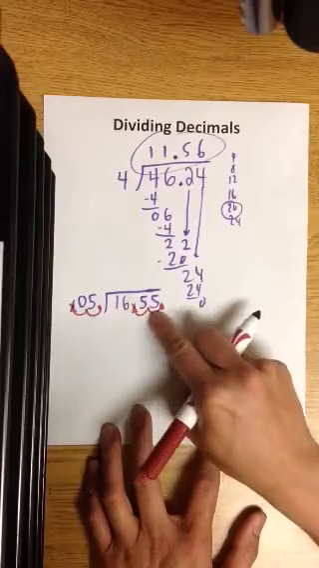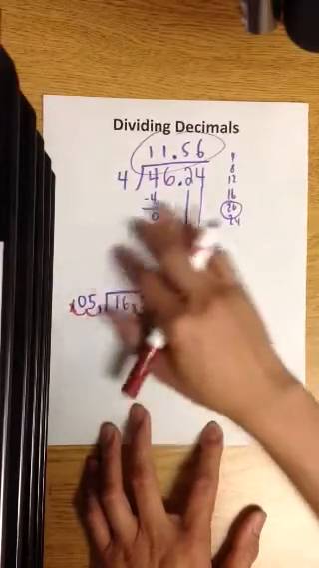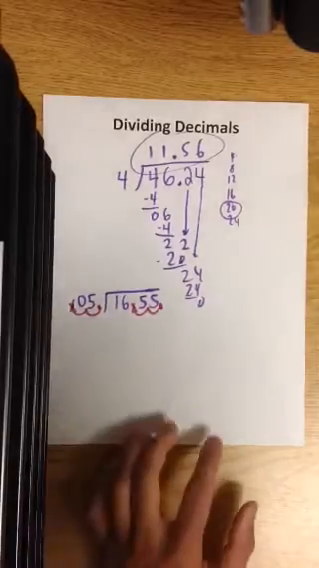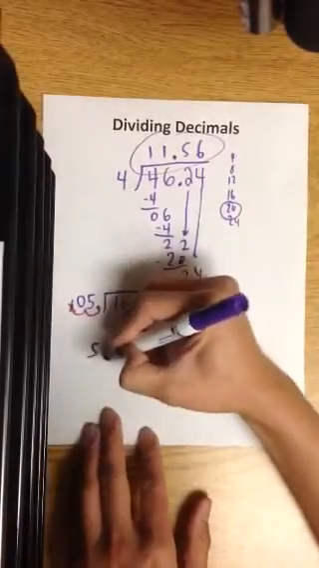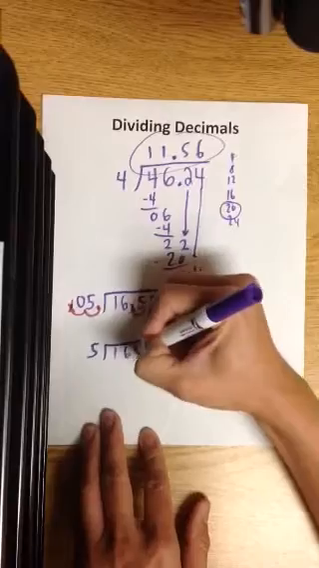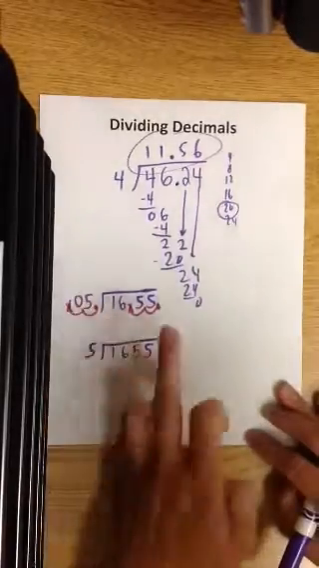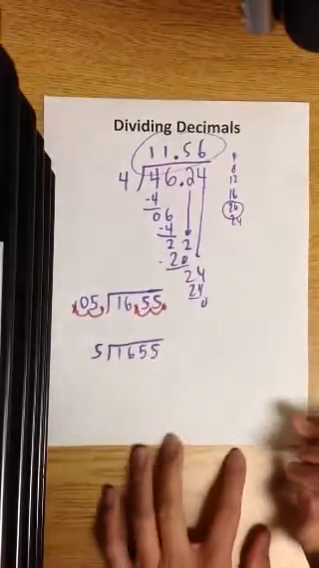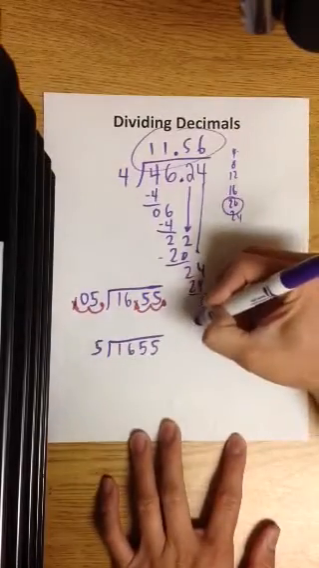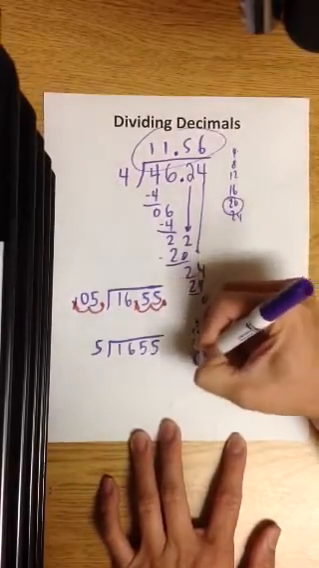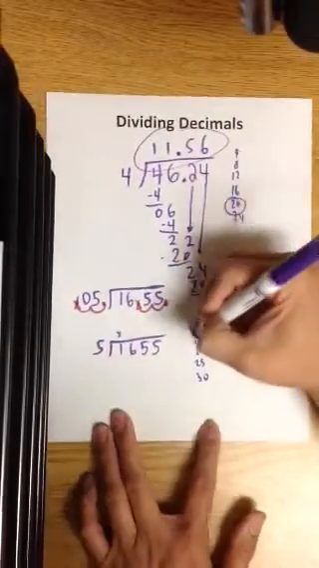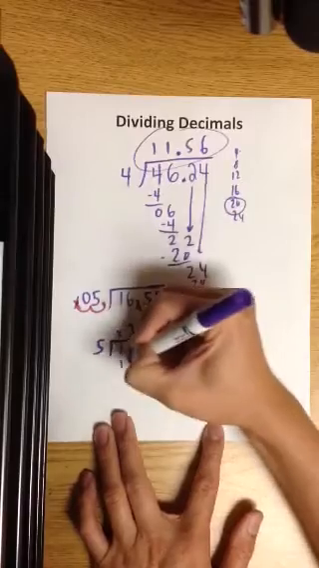So $16.55 became 1,655. This is very messy. I'm going to rewrite this. So this is 5. This is 1,655. So how many nickels go into $16.55? Or how many 5s go into 1,655? The pattern for 5 is 5, 10, 15, 20, 25, 30. So how many 5s go in 1? None. Who is closest to 16? 3 times, which is 15.